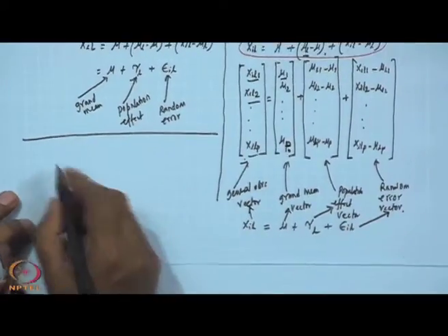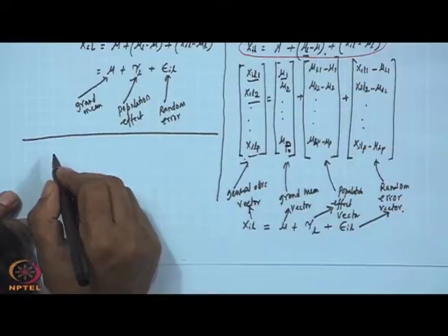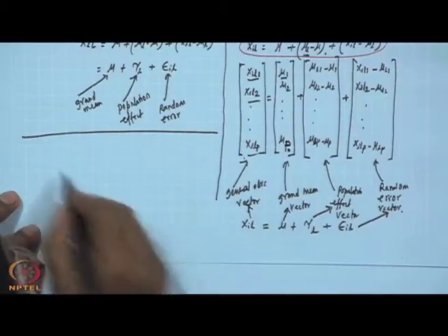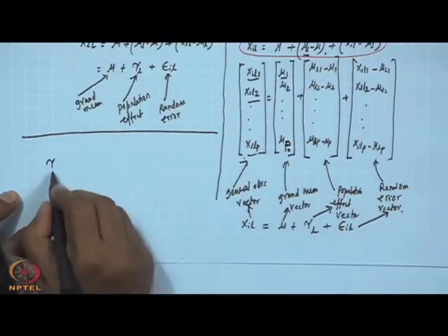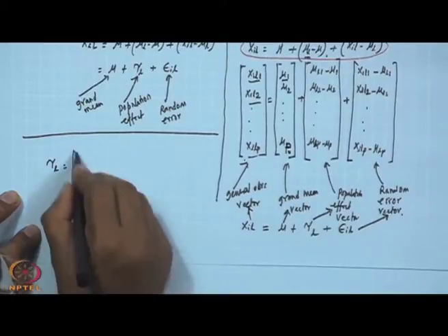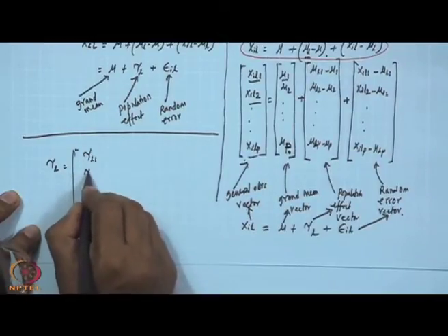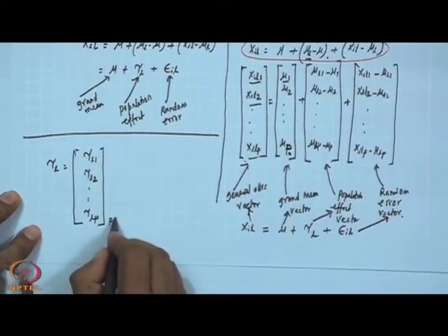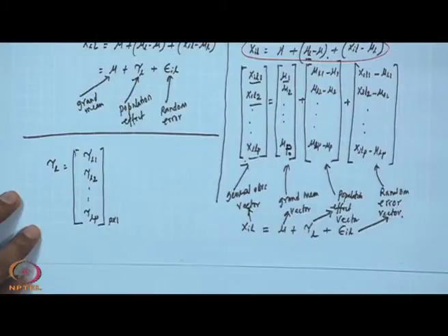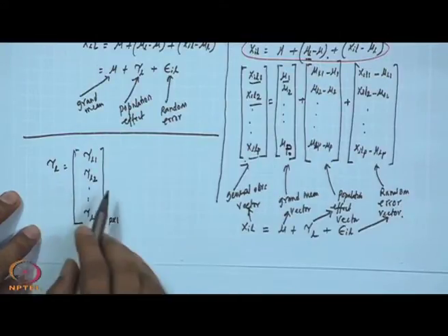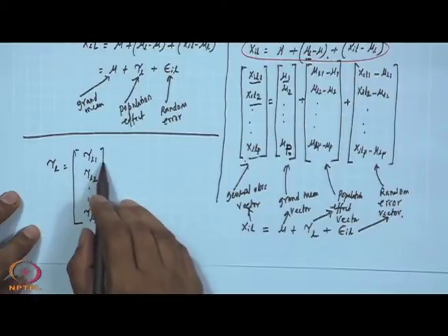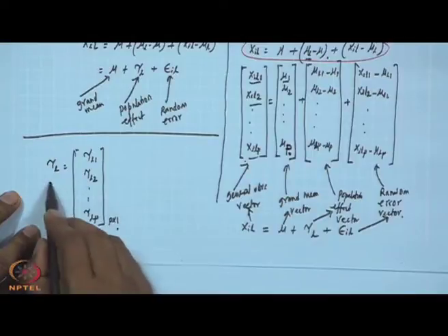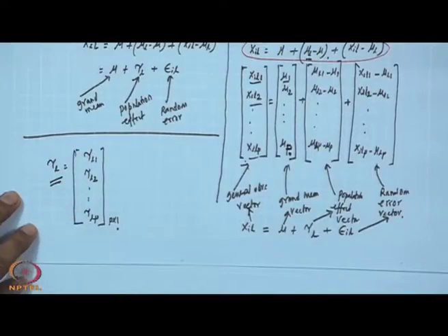Let us write down the tau L case, to explain what I mean to say. This will be a vector tau L1, tau L2, like this up to tau Lp, a p cross 1 vector. So when we say the Lth population effect, that is related to all the variables considered. Here we are considering p variables, so tau L for p variables.